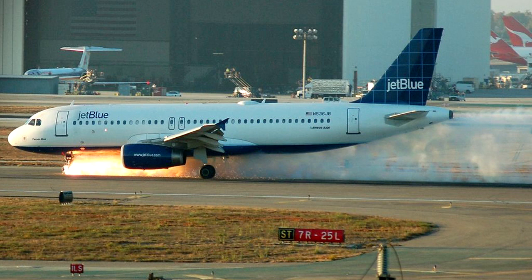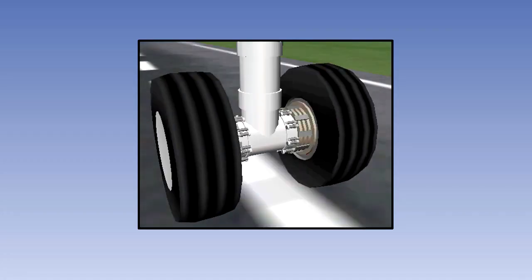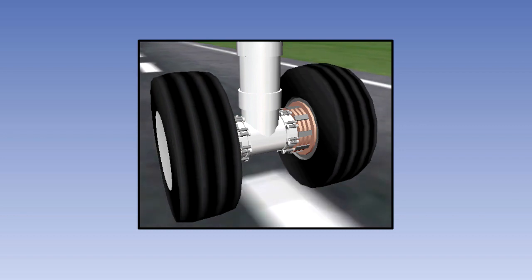We stated that there were two particular speeds that can influence V1. One of them was Vmcg, which we just discussed. The other was Vmbe. Turning back to the top of page 3 of section 4 in CAP 698, you can see the description of Vmbe. Vmbe is the maximum brake energy speed, and it represents the maximum speed on the ground from which an aeroplane can safely stop within the energy capabilities of the brakes.